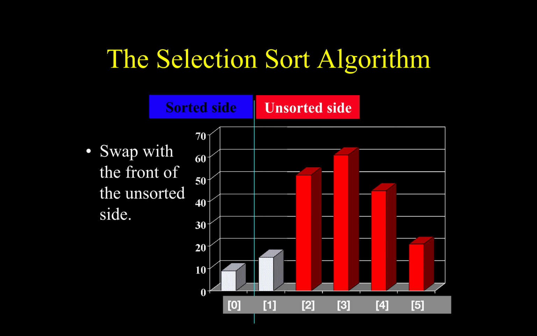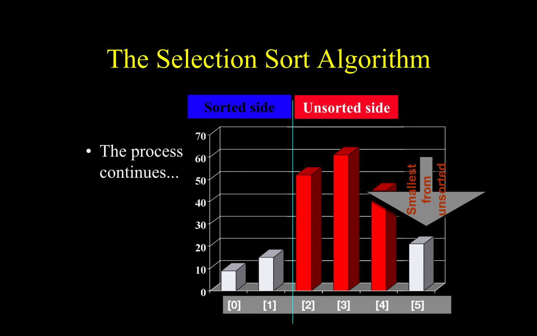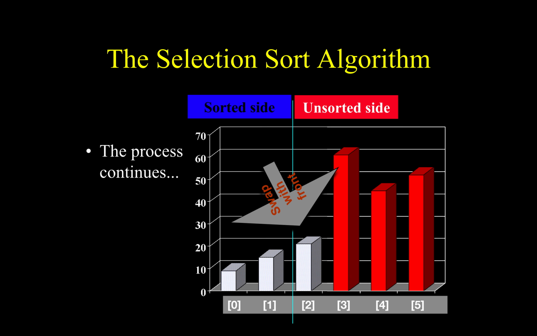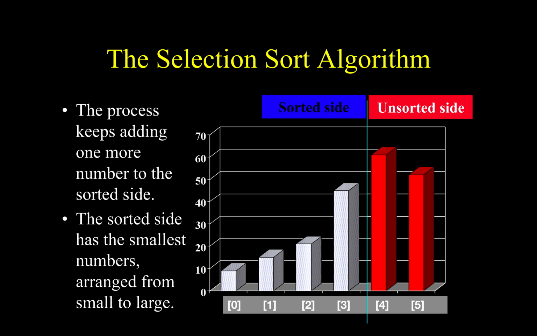Next we adjust the sorted side and the unsorted side. Now you can see two elements are in the correct order in the sorted side, and the unsorted side has few elements like that. So we apply the same rule again. Smallest from the unsorted, swap it with the front, and the sorted side is gradually getting bigger. First time we had only one element, next two elements, now it has three elements.